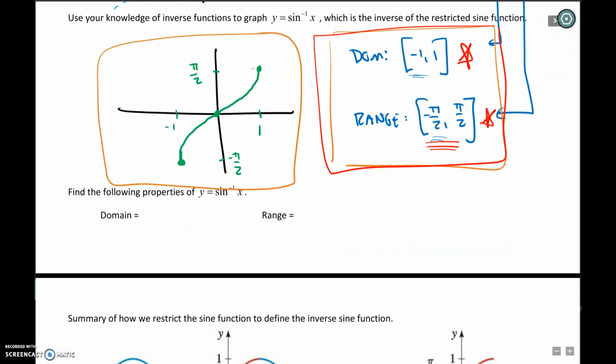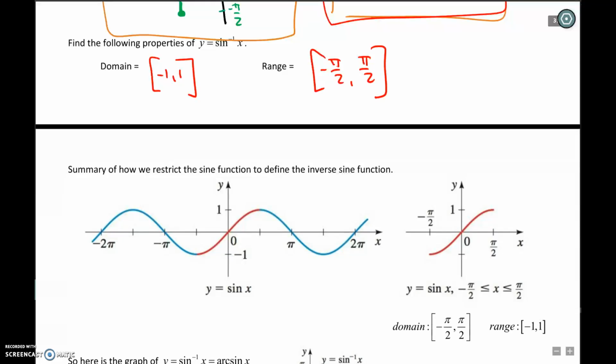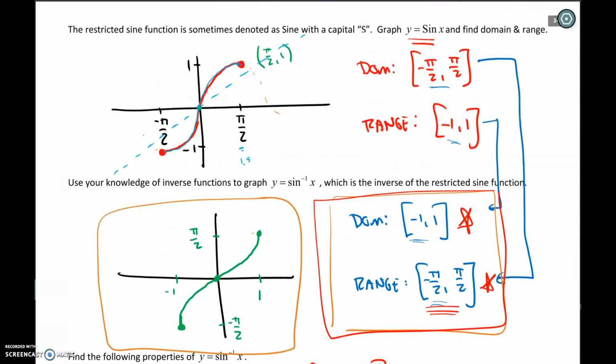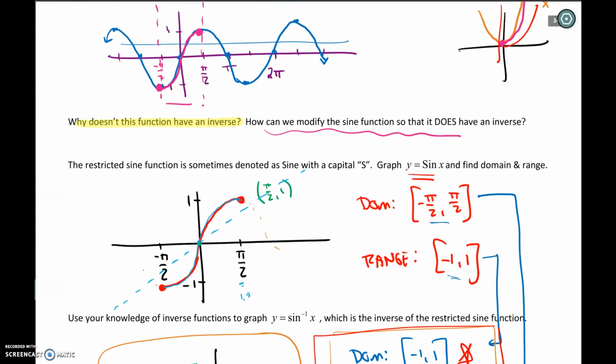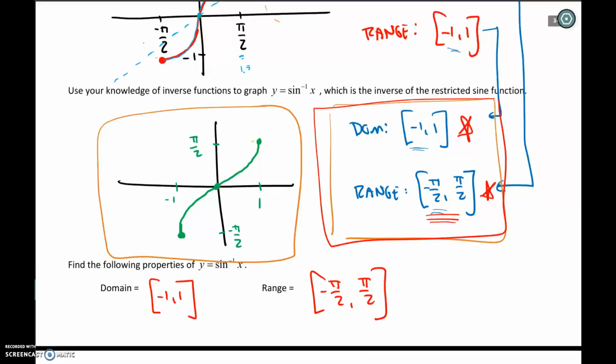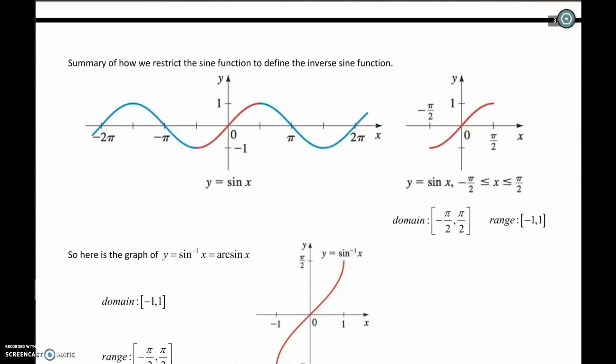Find the domain and range. I guess I already did that. Negative 1 to 1. Negative pi halves to pi halves. Okay? All right, so the next bit here, I kind of just summarize it because what we really need to do is do the same thing with the cosine, and the same thing with the tangent. Thankfully, we're not going to do it with the cosecant and the secant and all those. But I didn't want to take 30 minutes of your time to go through the other two. So let's kind of summarize it here.